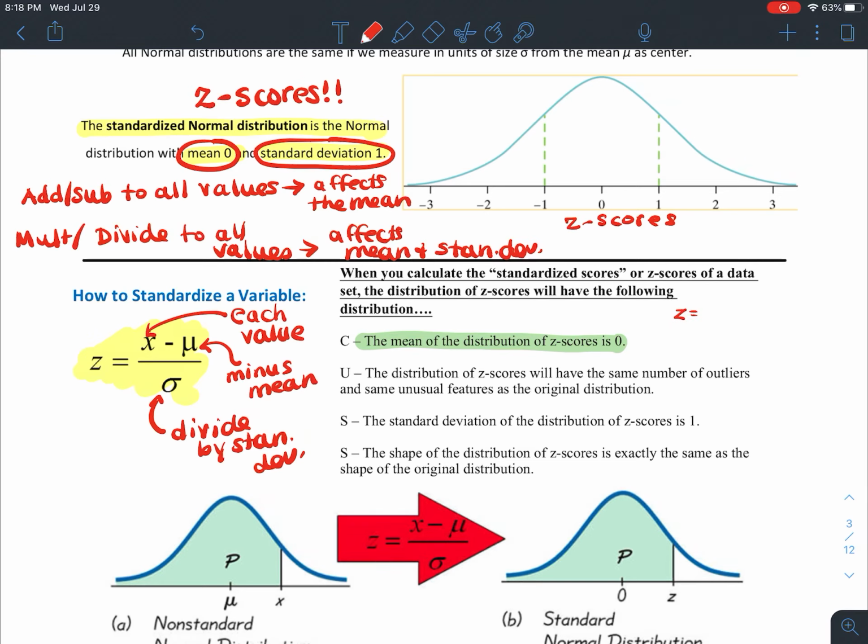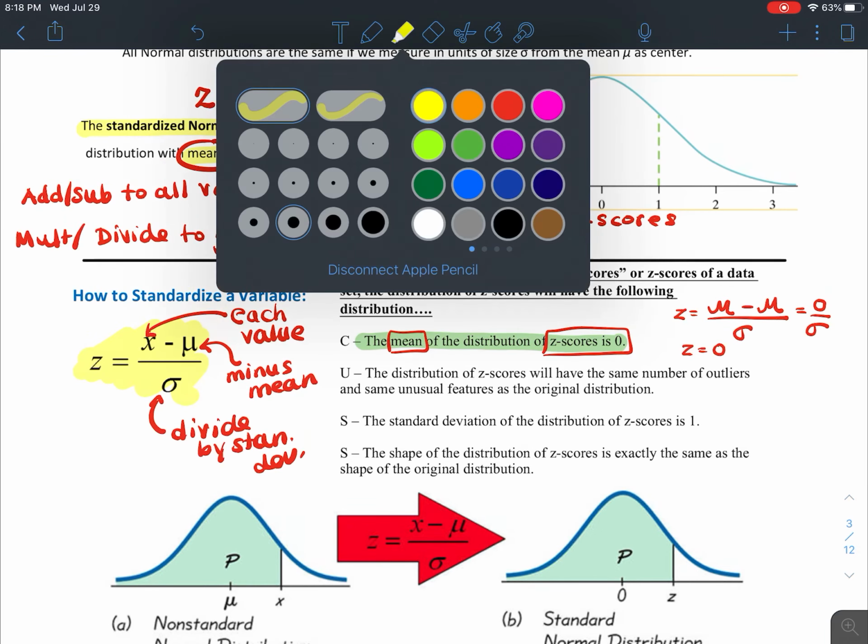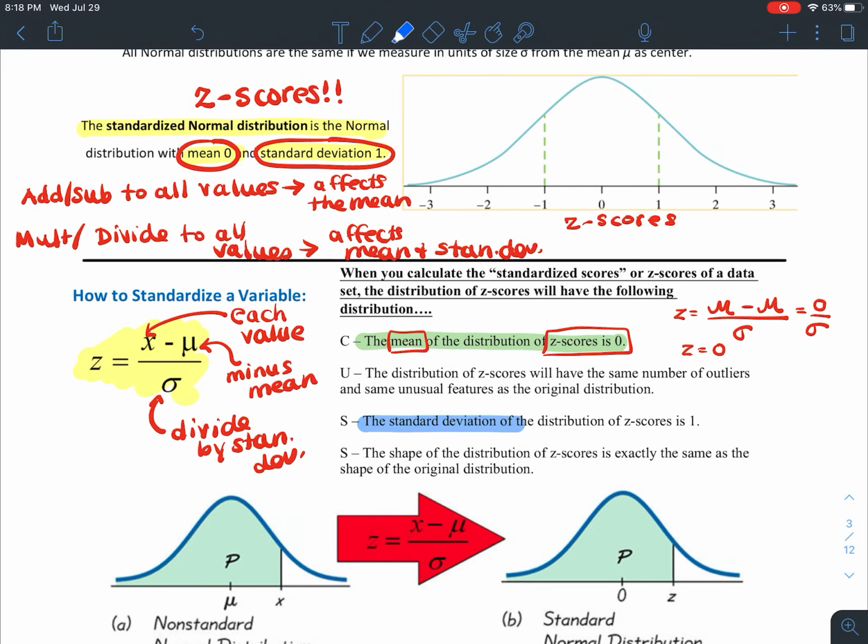look at what the formula would be. It would be taking the mean of your data set, and then you'd subtract the mean from it if we're changing it to a z-score, and we would divide by the standard deviation. Well, what you're going to get in the numerator is a 0. 0 divided by anything is still 0. This is why the mean of z-scores is always going to be a 0 every single time.